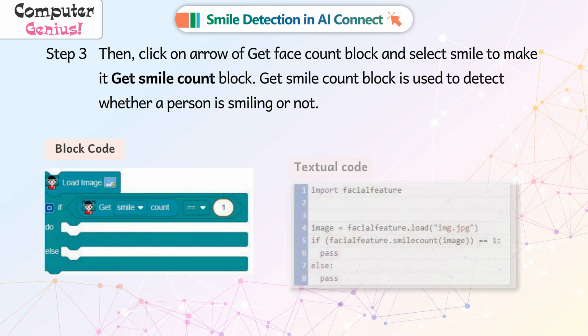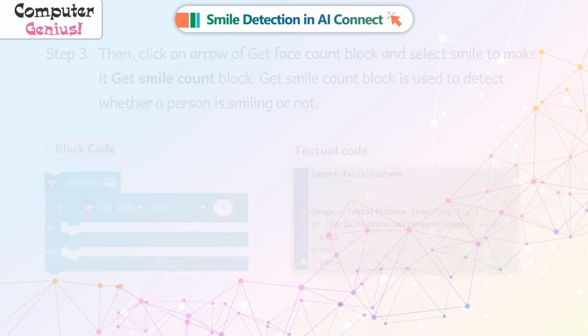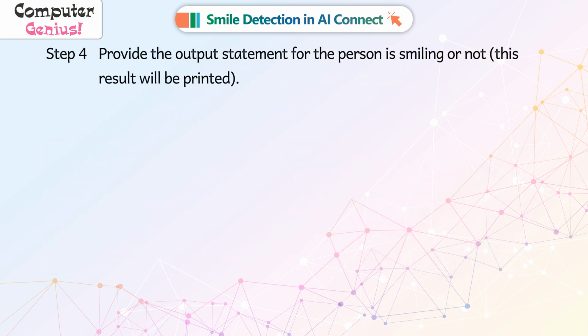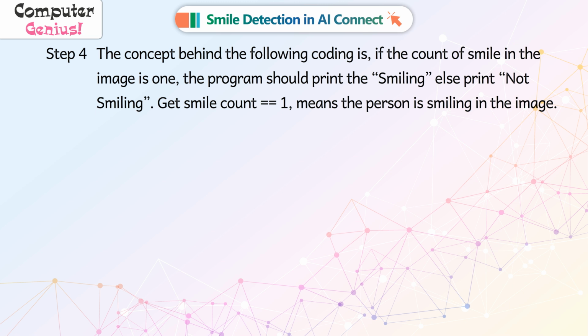Block code. Textual code. Step 4. Provide the output statement for the person is smiling or not. This result will be printed. The concept behind the following coding is, if the count of smile in the image is 1, the program should print smiling, else print not smiling. Get smile count is equal to 1 means the person is smiling in the image.